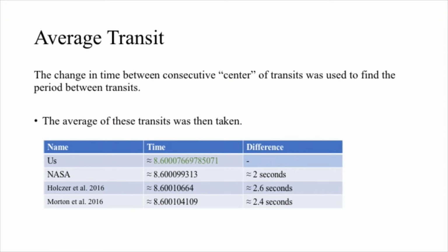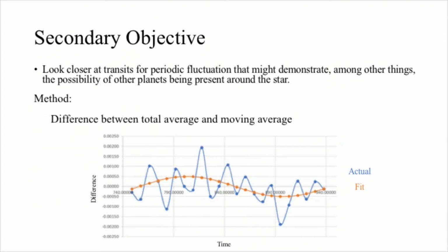By taking the difference of these transits and then averaging them all, we got a value you can see in green, which, as compared to other reported values, we were within 2 seconds. So we felt like we had some pretty good merit on the approach we were taking. Our secondary objective was to look closer at these transits to see if some variation within the transits might indicate a secondary planet we're not seeing.